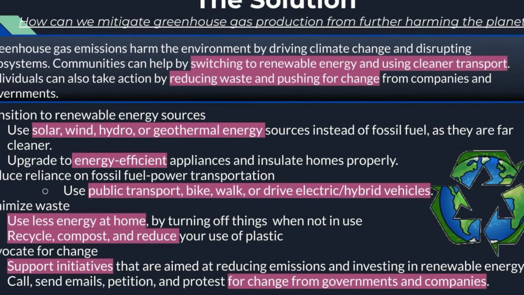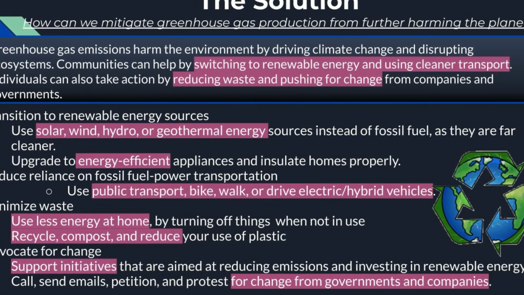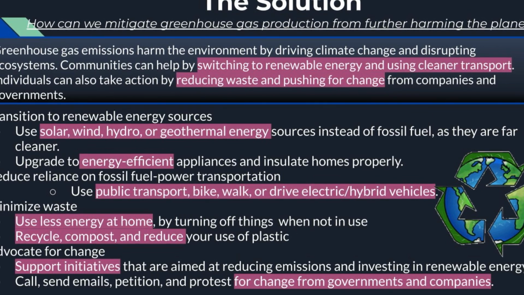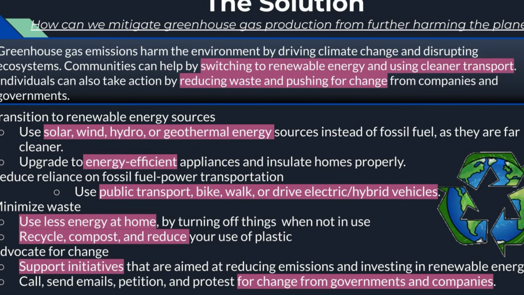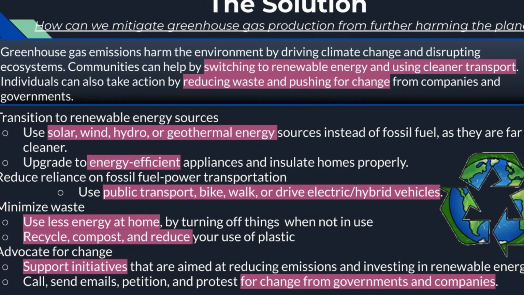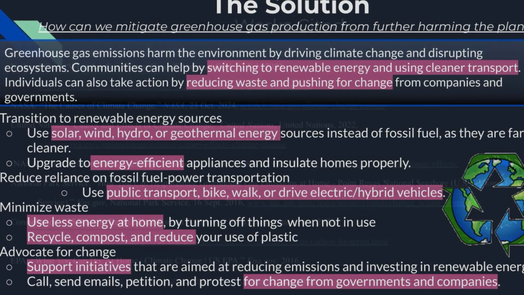In transportation, we can ride bikes, walk, take public transit, or drive electric and hybrid vehicles to reduce emissions. At home, reducing waste, recycling, composting, and using less plastic all lower the energy and resources needed to make new products. Finally, we should speak up, whether it's by supporting laws that protect the environment or encouraging companies and leaders to act. Small actions from individuals, when added together, can create big change.